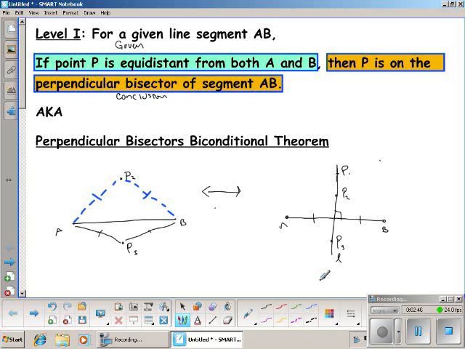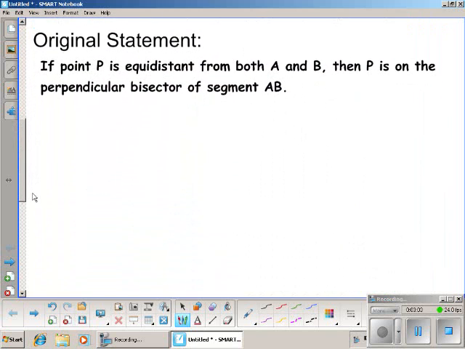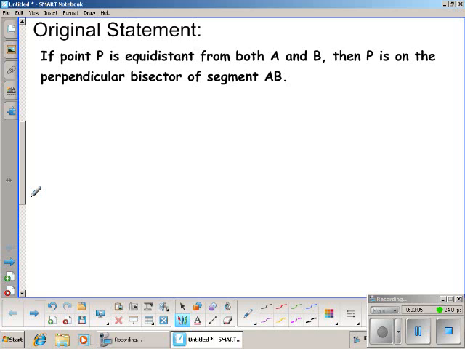So how do you prove this? Well, you prove it by actually showing two cases of proof. One for the original statement, starting with point P being equidistant, in other words, going left to right, and then also to prove its converse, going backwards. So let's do that. Let's start with the original statement. If point P is equidistant from both A and B, then P is on the perpendicular bisector of segment AB.